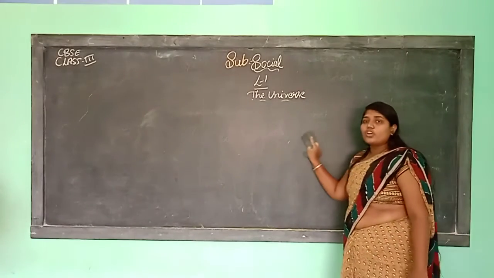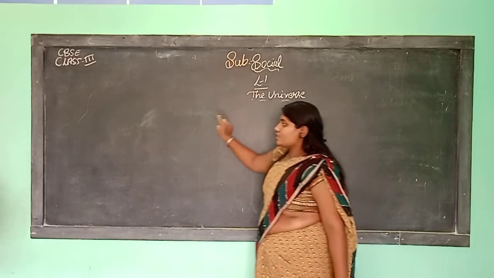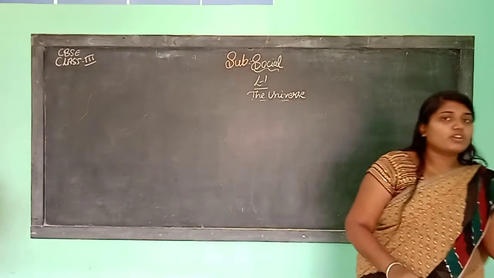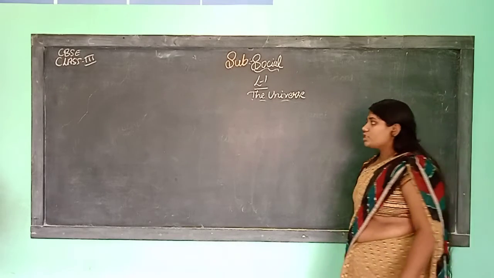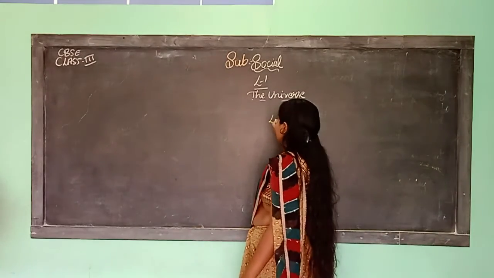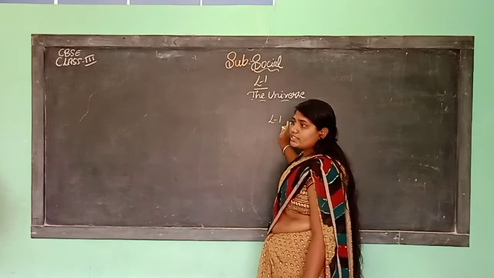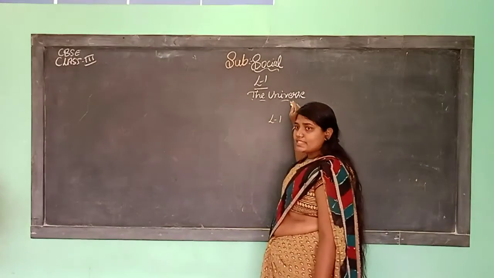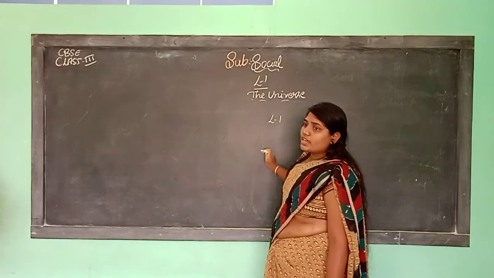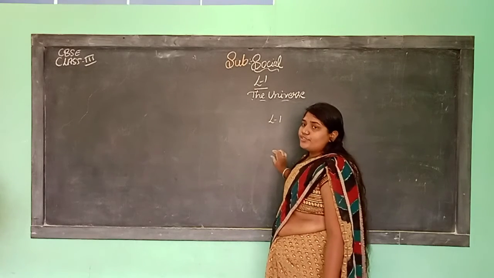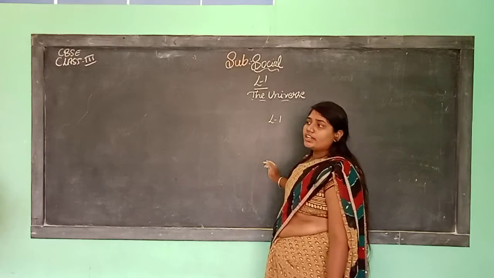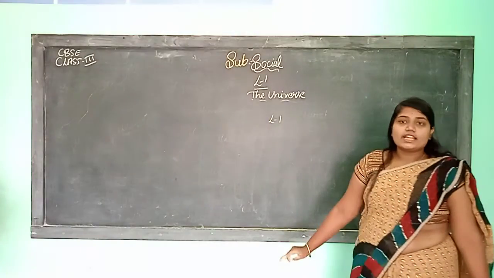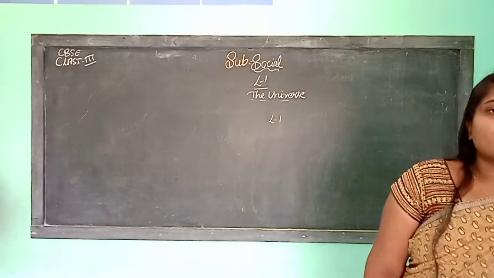So keep one 4-line book for social classwork. In that, on the first page, you have to write lesson number 1. You have to mention the lesson number, and in the second line, you have to write the lesson name. Afterwards, you have to start writing classwork. First is hard words. Like that, you have to start. Follow the lines and write neatly in the classwork, children.